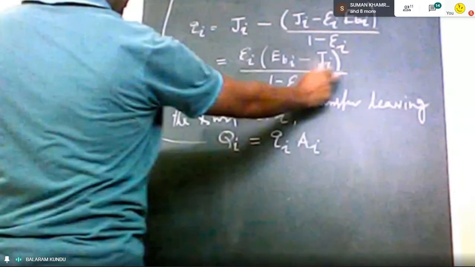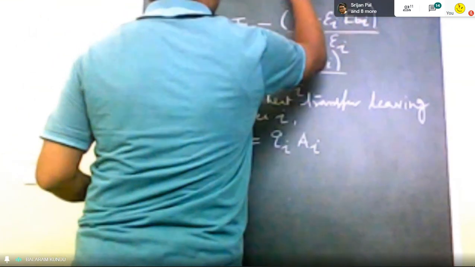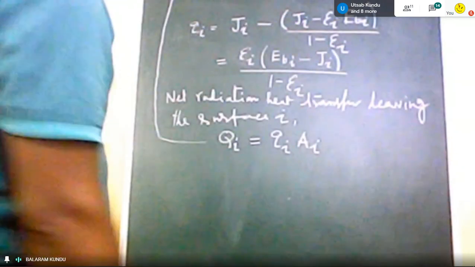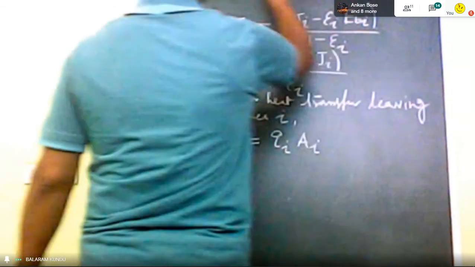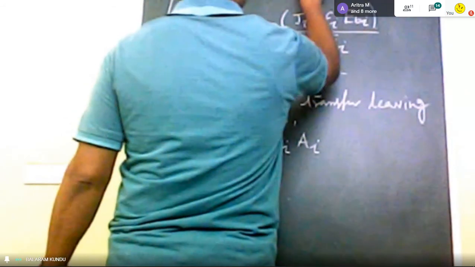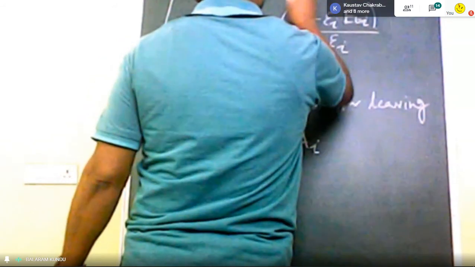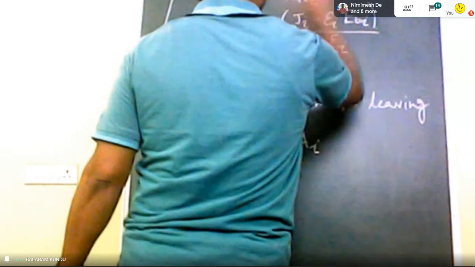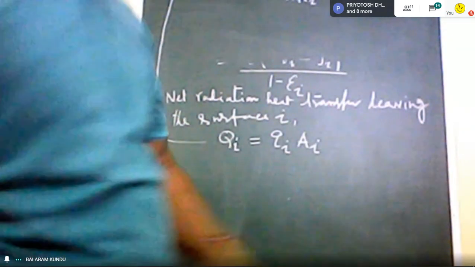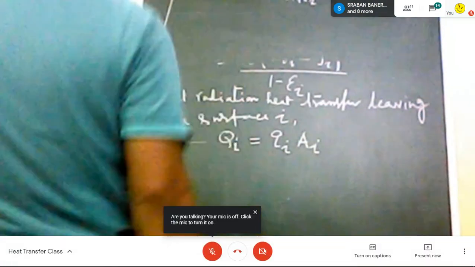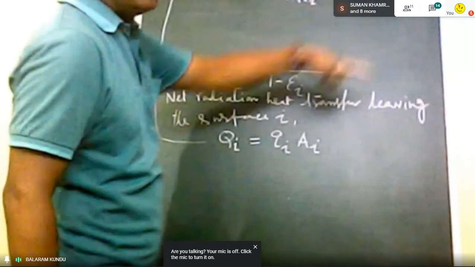Using this expression, it will be EBI, the emissive power of a black body, minus Ji, that is the radiosity of that surface, divided by 1 minus epsilon I, divided by AI epsilon I. So this is your expression, EBI minus Ji whole divided by (1 minus epsilon I) by (AI epsilon I). So this is one resistance.